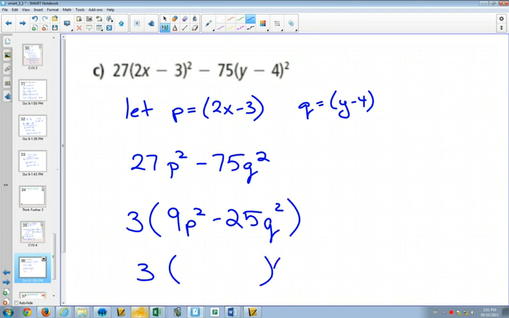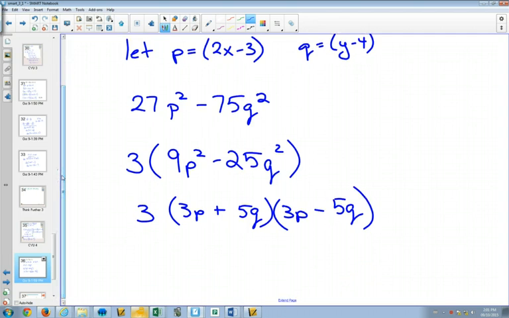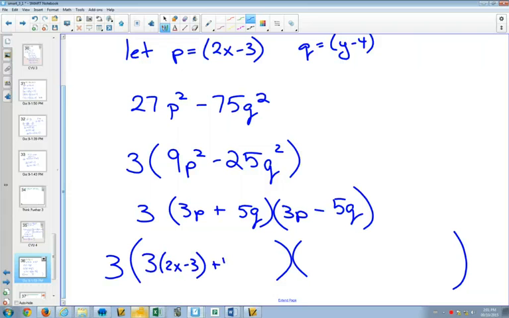So bracket, bracket, bracket, bracket, and we'd have 3p and 3p, 5q and 5q. One would be plus, one would be minus. And now that we have that, we could substitute back. P was 2x minus 3. Q was y minus 4.